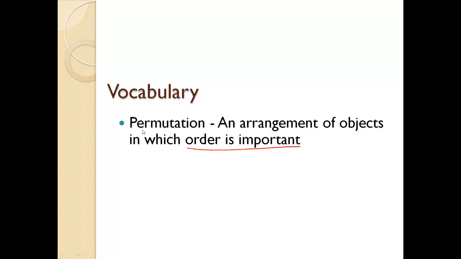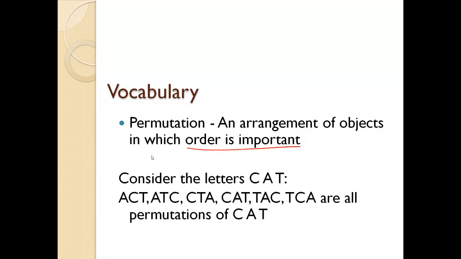Now, what do I mean by that? Well, take the letters that make up the word cat, for example. And I wanted to find how many different ways we can arrange those letters. Because, again, order is important. So the way the letters are arranged, as long as it's unique, is important here. So I could do ACT, ATC, CTA, CAT, TAC, and TCA. Those are all permutations of cat, and there's 6 of them. So 6 would be your answer, because there are 6 unique arrangements of the letters that make up the word cat.